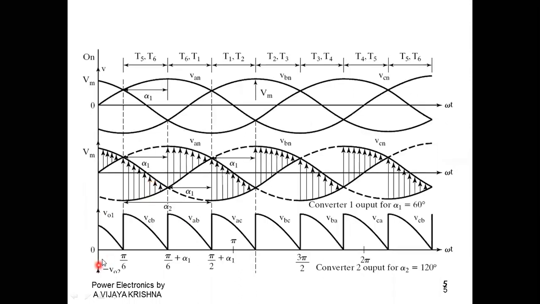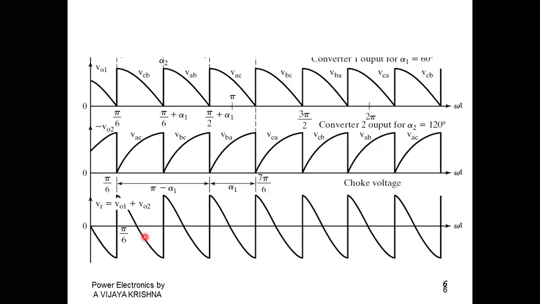By operating converter 1, we are getting the positive side, that is, V01 is positive, so the magnitude is on the positive side. Here the voltage is positive, but in a reverse mode. By combining these two, we are getting the resultant voltage V01 plus V02.